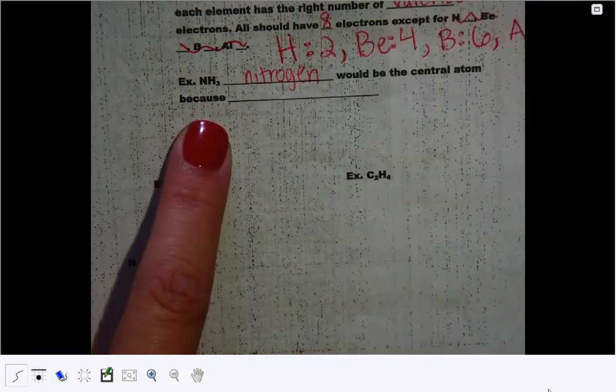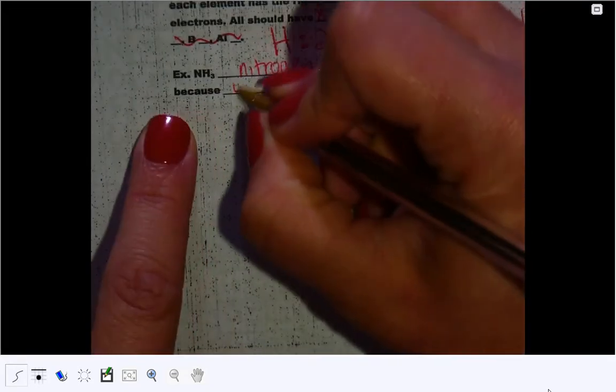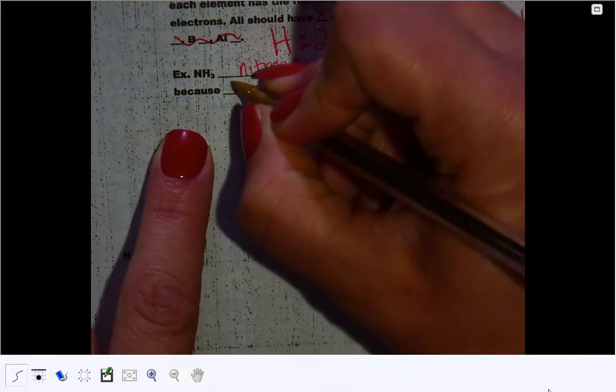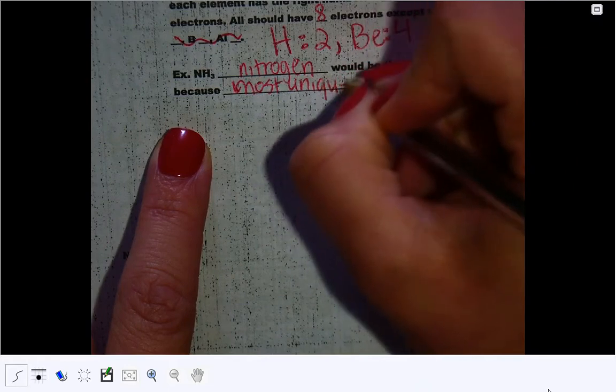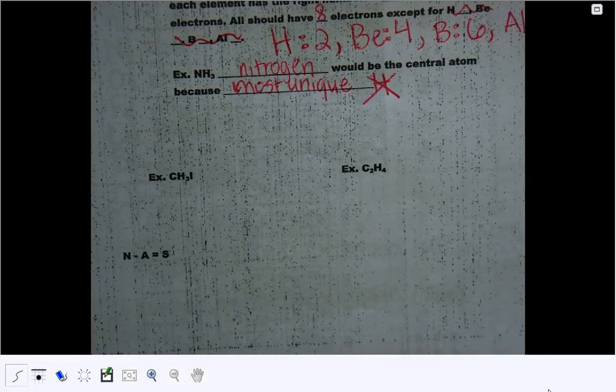Nitrogen. I think you said hydrogen. I'm going to ignore that, because nitrogen is the most unique. And also, no hydrogen ever. Okay? Don't pick hydrogen. It can't go in the center. You'll run out of spots.